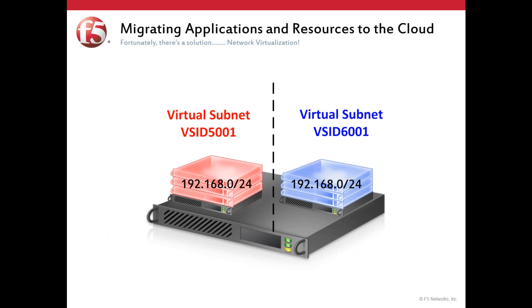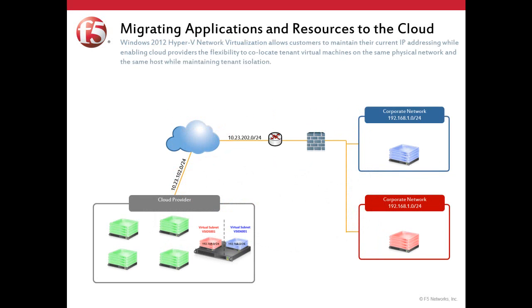Fortunately, there is a solution. Windows 2012 Hyper-V Network Virtualization allows customers to maintain their current IP addressing while enabling cloud providers the flexibility to co-locate tenant virtual machines on the same physical network, even the same host, while maintaining tenant isolation.